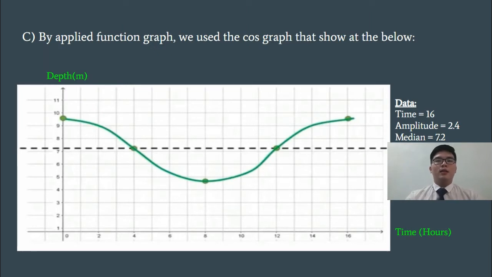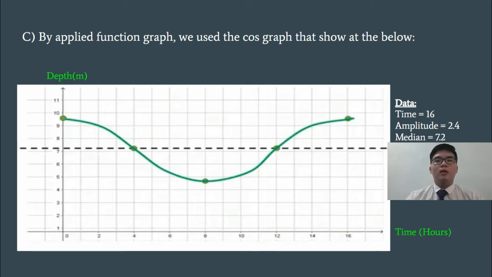So for question C, we need to draw a function graph. So we can use a cos graph to represent our graph below. The data given is the period of 16 hours, which we calculated just now, the amplitude is 2.4 from the equation, the medium is 7.2 from the equation, and the minimum and maximum we calculated just now at part A, where the minimum we get is 4.8 at 0 a.m. and the maximum 9.6 is at 8 a.m.